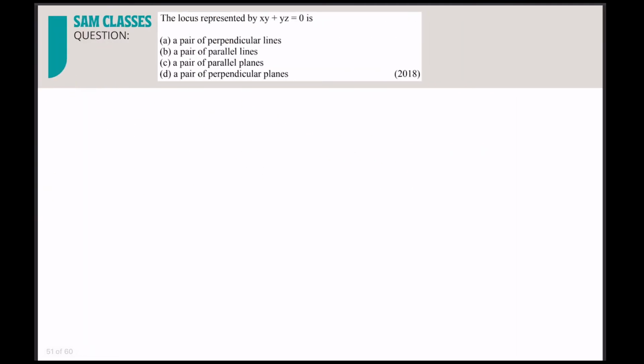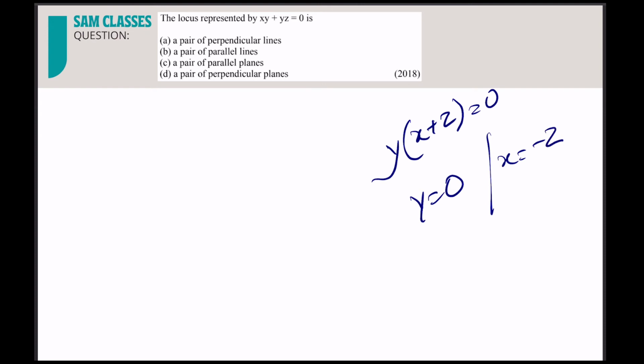Next, the locus represented by xy plus yz equal to 0. Now see what I can do here. This question looks very difficult, no? What do you think? So first, forget about everything. You can take y common. So first take y. So x plus z equal to 0. So basically you are getting y is equal to 0, and second thing you are getting x equal to minus z. So these two can represent a plane, it can represent a line. Both thing it can do. But see, we already have lines and we have planes. But are they parallel or perpendicular? We need to check that.